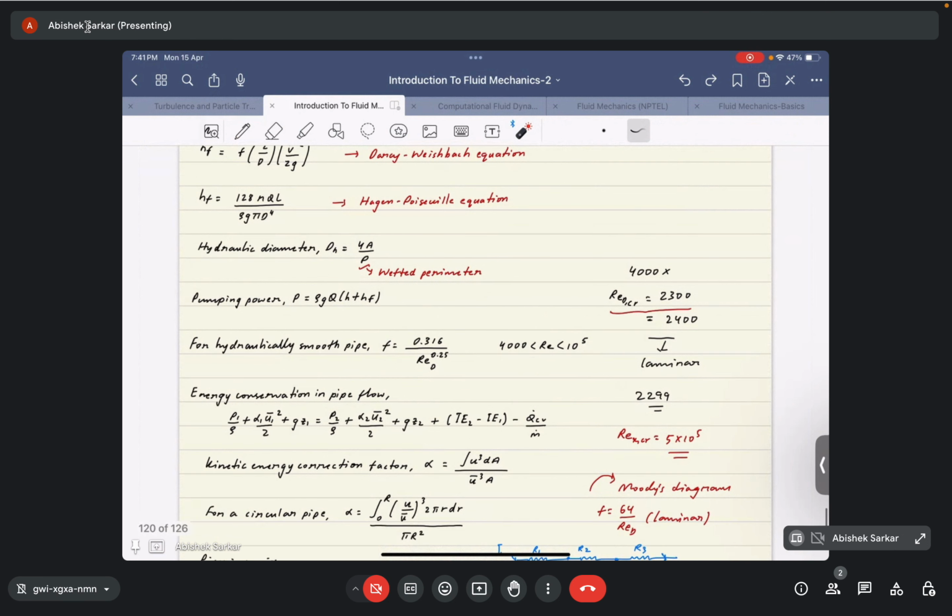Then the equation of pumping power is also given. So H is the head loss due to friction, and H is the vertical height that the flow needs to be pumped from one reservoir to the other reservoir. So the pumping power required would be the sum of the vertical height as well as the head loss due to friction. That will be the net pumping power required.